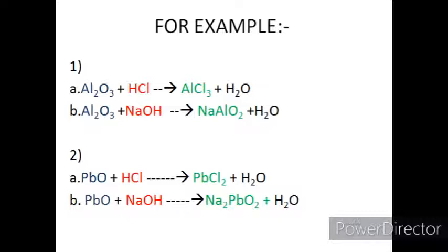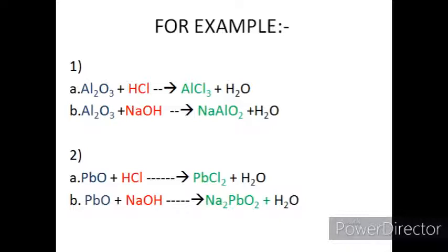Now let's discuss two examples of amphoteric oxides. First we will discuss aluminium oxide. Aluminium oxide can react with both acid and base to produce salt and water. Let's see how aluminium oxide reacts with HCl. When aluminium oxide reacts with HCl, it will produce aluminium chloride and water, and when it reacts with a base like NaOH, it will produce sodium aluminate and water.